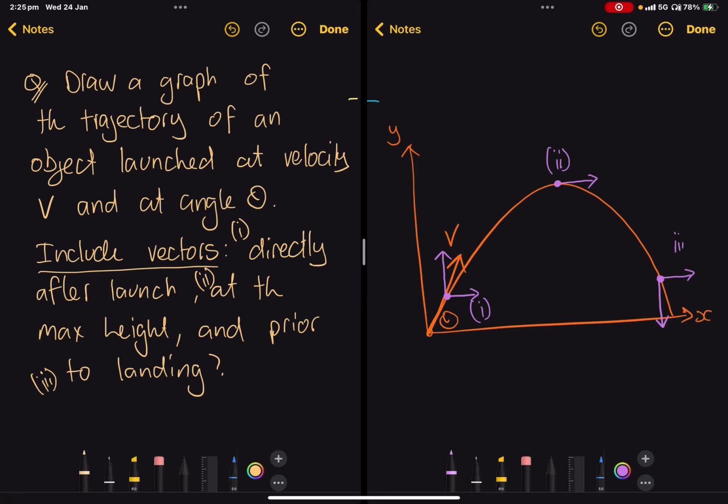So the only vector that changed was the y vector. It went from positive as the thing was going up, to 0 when the thing was at its maximum, to negative when the thing was coming back down. So this is the answer that the question wants. This is what it looks like when you draw a trajectory graph and you add the velocity component vectors in x and in y.